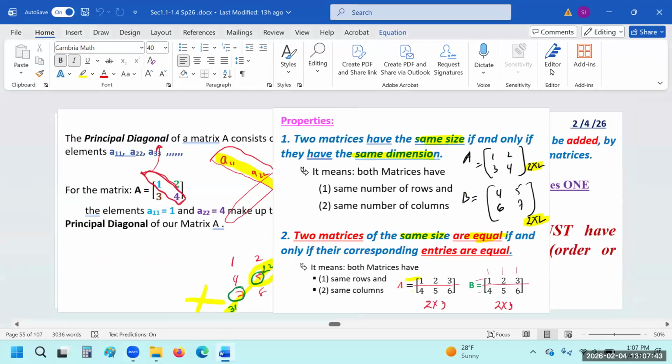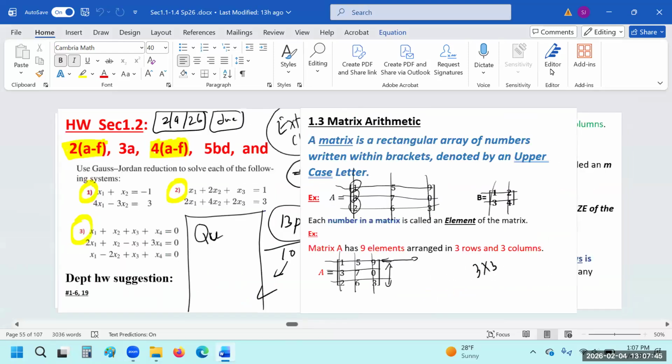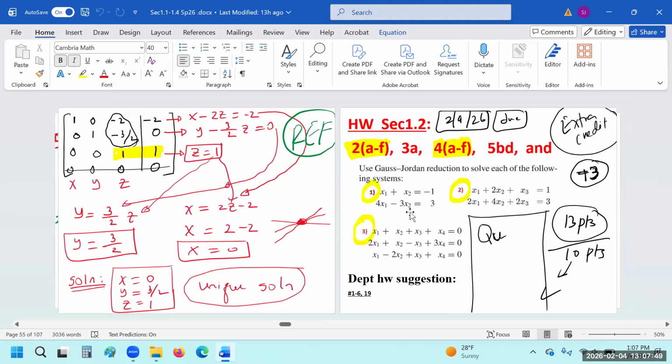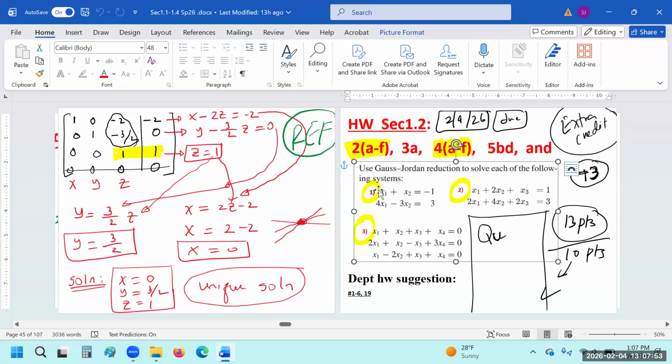So let me see the question. This is the first picture you see on Brightspace. From here, you do all 1, 2, and 3. And then there's a second picture below this one from our book. Do question 2, A to F, question 3A, 4, A to F, 5. I think I changed it to only 5D or something.